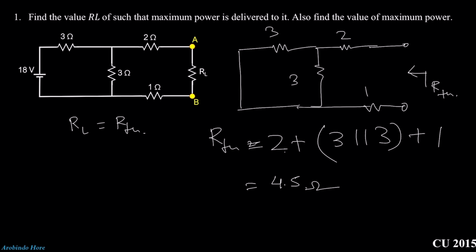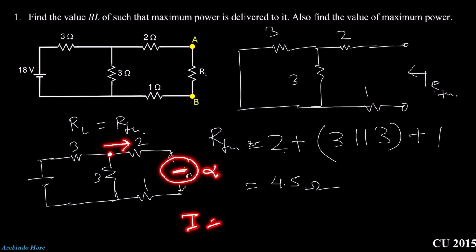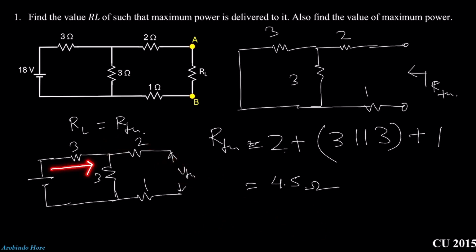Now we need to calculate the value of VTH. Also very simple, just the same as the last problem. Here we need to calculate the voltage. You can see the current will flow from this direction, but at that time it will find out that this branch resistance is infinite. And you know I equals V by infinity, which is 0. That means no current will flow in this direction. So the current flows from the source in this direction, and then all the current flows from here and goes back to the source.